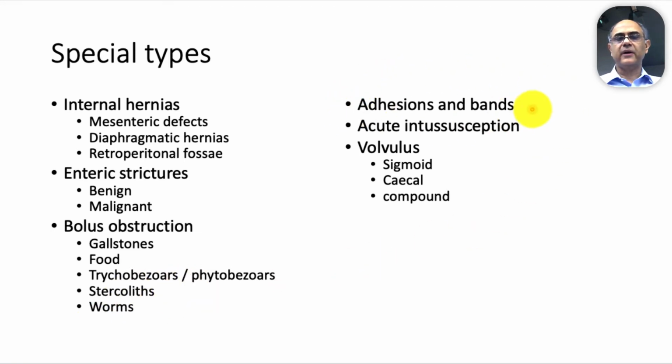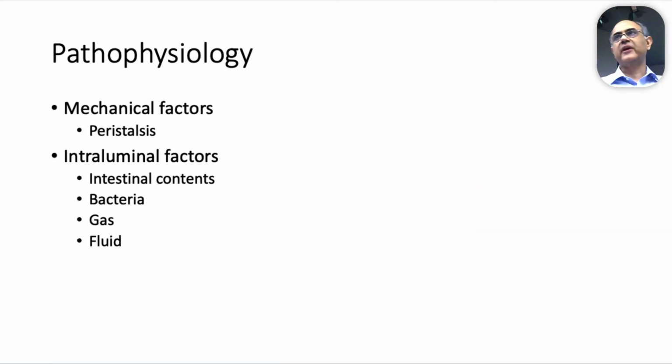And then come again adhesions and bands, volvulus: sigmoid, cecal, and compound volvulus. Compound means multiple organs can get twisted around each other. So what happens when there is obstruction? Peristalsis has a key role in producing this pathophysiology. Remember the two stages I told you: initial hyper-exaggerated peristalsis, and later on absent or reduced peristalsis.